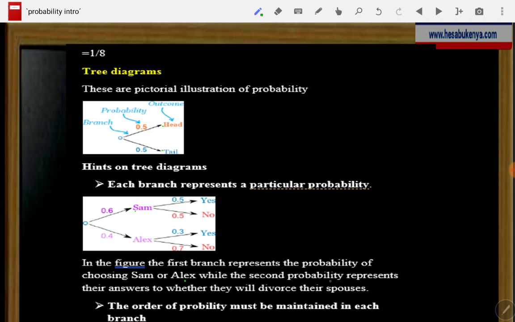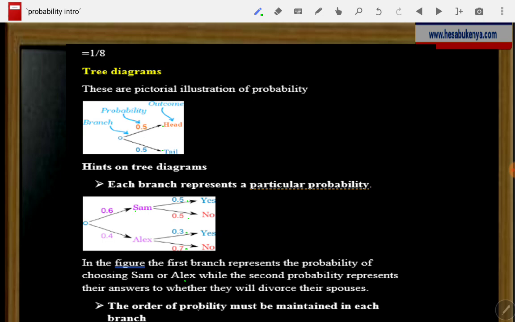While the second branch represents their answer to whether they will divorce their spouses. So the probability of Sam divorcing his spouse is 0.5, and not divorcing the spouse is 0.5. The probability of Alex divorcing his spouse is 0.3. The probability of him not divorcing the spouse is 0.7.